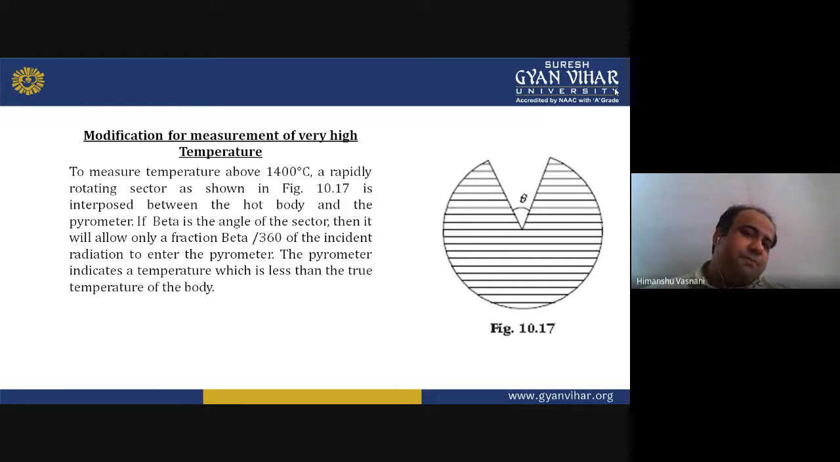Now, modification for measurement of very high temperature. To measure temperatures above 1400 degrees centigrade, a rapidly rotating sector, shown in the figure on the right hand side, is interposed between the hot body and the pyrometer. If beta is the angle of the sector, it will allow only a fraction, beta upon 360, of the incident radiation to enter the pyrometer. Now, the pyrometer indicates a temperature which is less than the true temperature of the body.